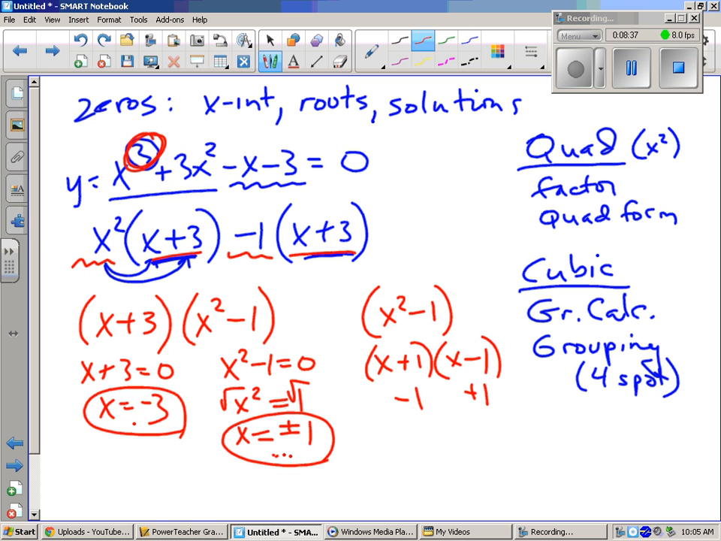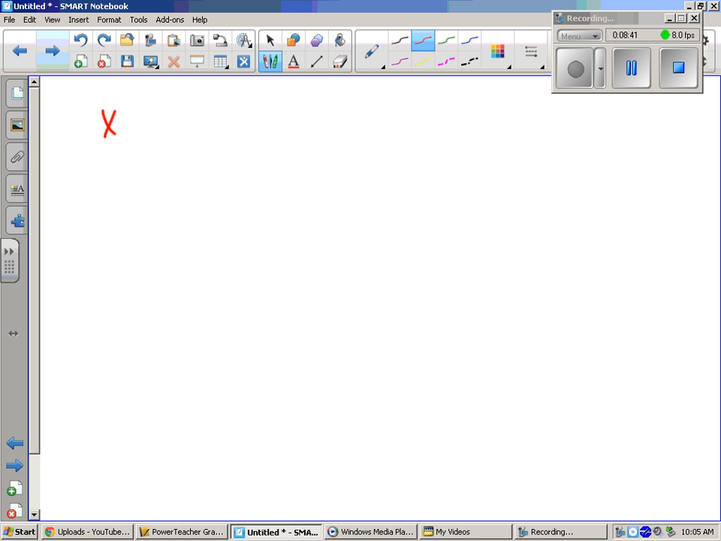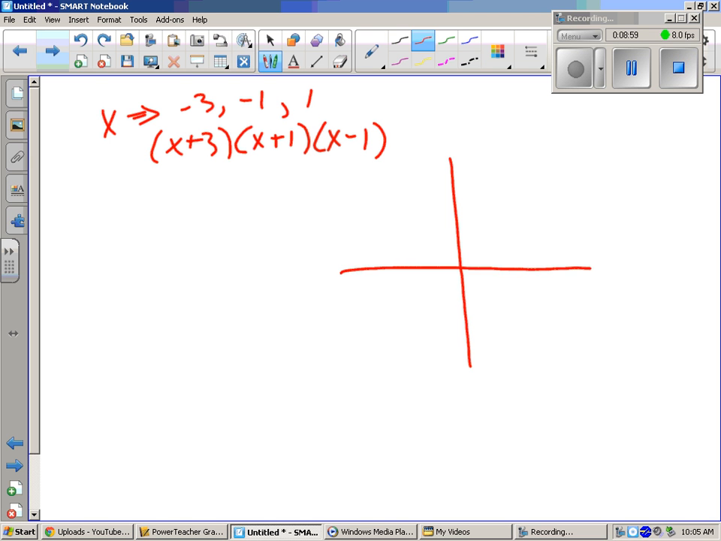All right, so if I were to graph this, let's go back and let's say our zeros came out to be, let me rewrite those parentheses. I have x plus 3, x plus 1, and x minus 1. So our x's are really -3, -1, and 1. So you go in those parentheses. Let's look at the graph. So I'm going to plot -3, -1, and 1.